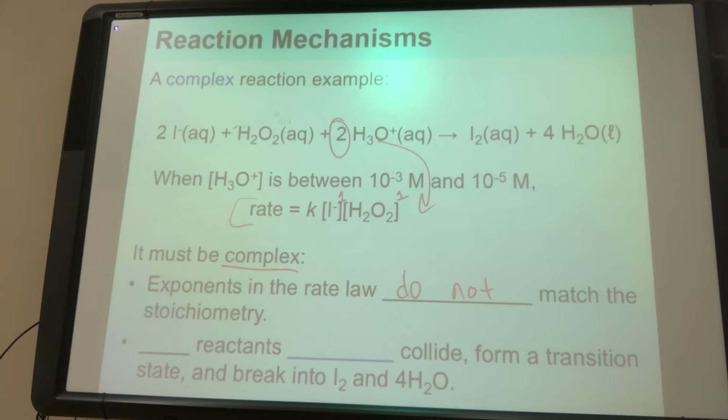Also, another way to know that this is going to be complex is let's look at how many reactants I have. So let's total it up.